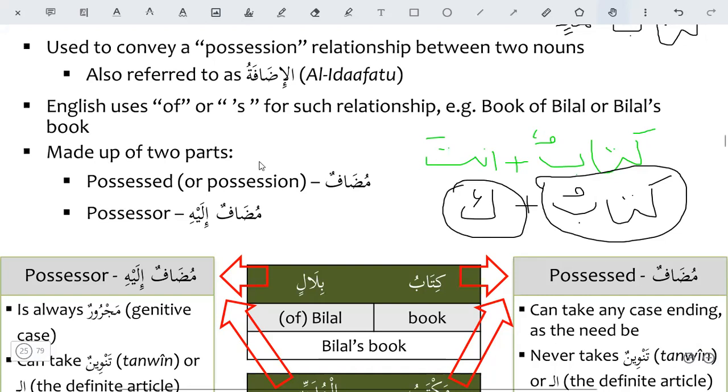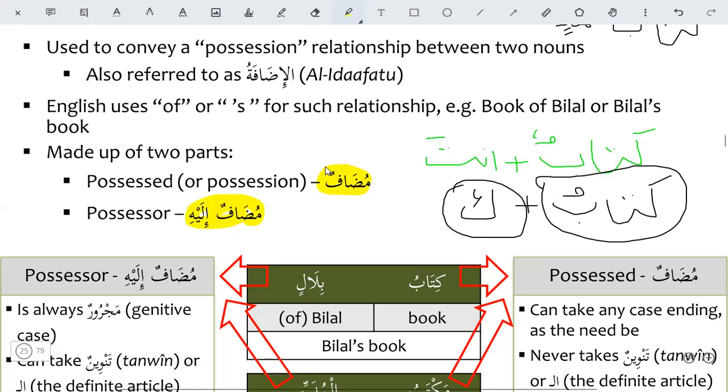It has two parts, mudaf and mudaf ilay. So it has two parts: possessed and possessor. The thing or noun that is being possessed, we call it mudaf. And the possessor of the thing or the noun is called mudaf ilay.